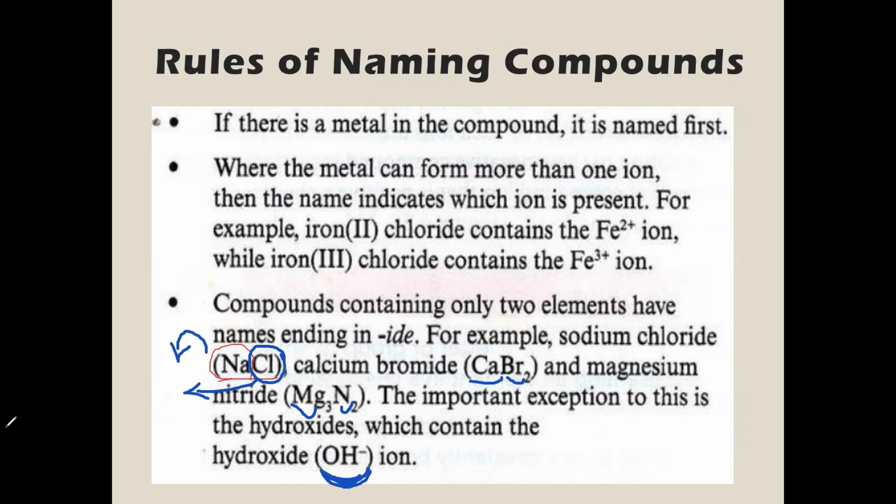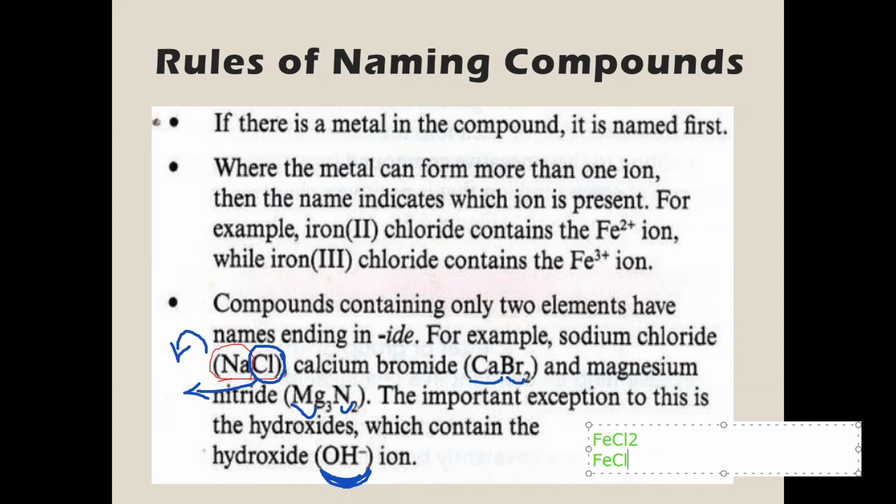Another example. FeCl2. This is iron and chloride. But which ion of iron? Iron has two ions, positive 2 and positive 3. This is iron 2. Why? Because it gives its 2 valency to the chlorine. So it will be ferrous chloride or iron 2 chloride.